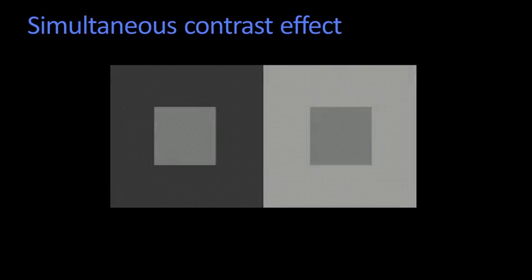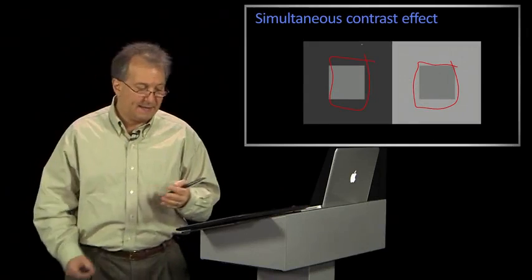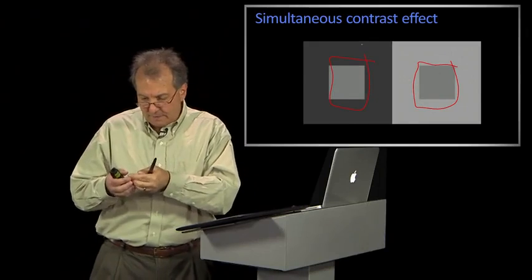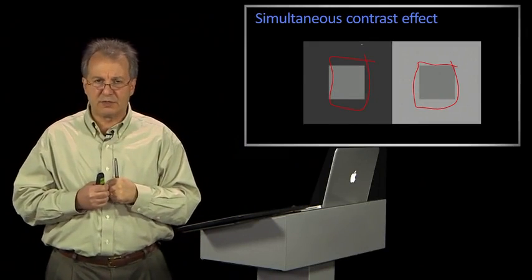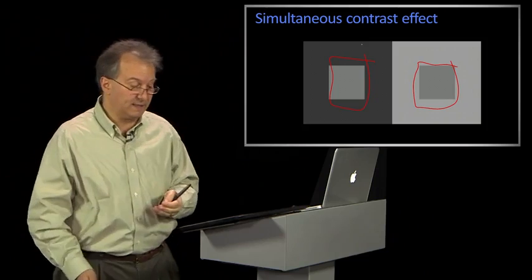And there's a very simple demonstration of this called simultaneous contrast. If you're looking at this, and it may depend a little on the setting of your monitor, you probably see this square as darker than this square, even though, of course, they're the same intensity. And the idea is that your brain sort of focuses on these contrasts. So your brain is doing all these kinds of things in order to try to figure out what lightness is.